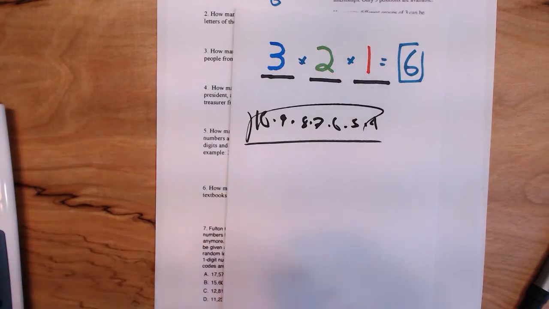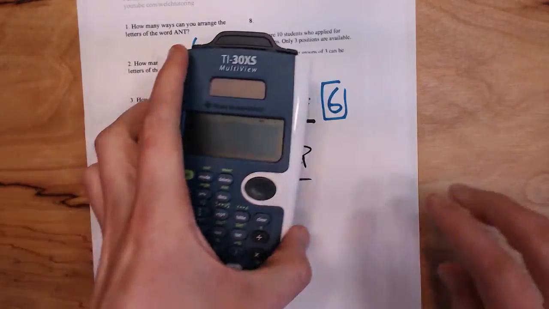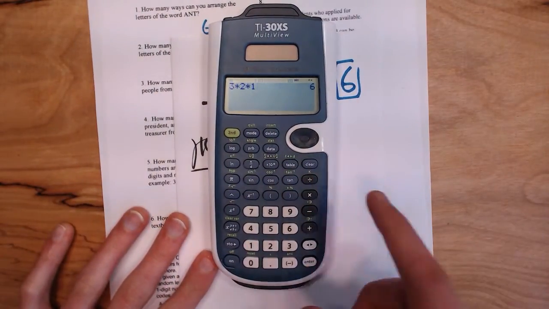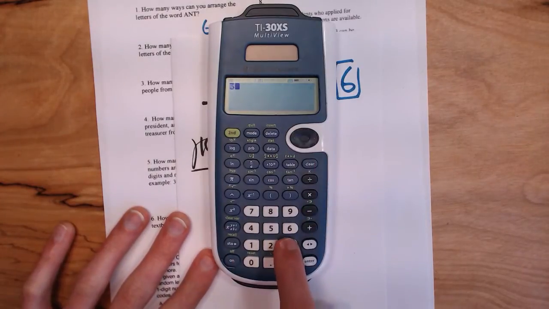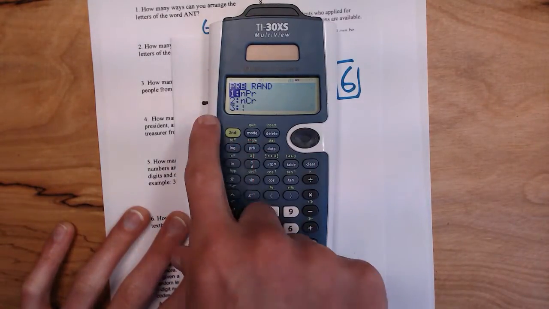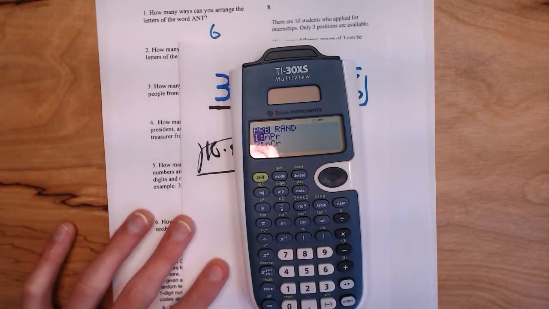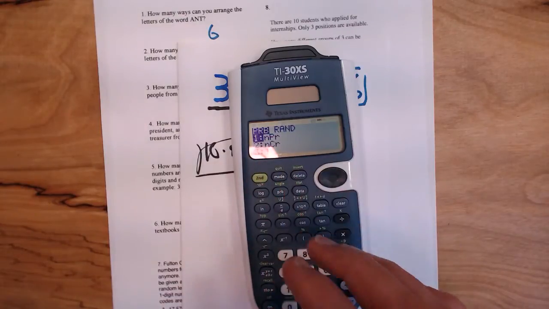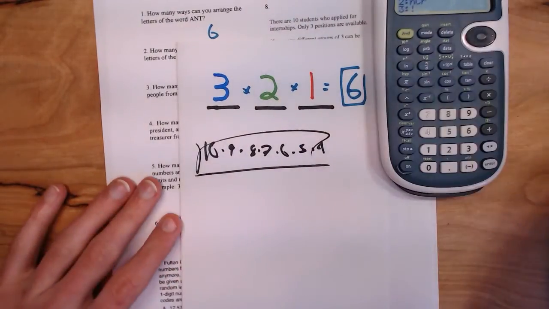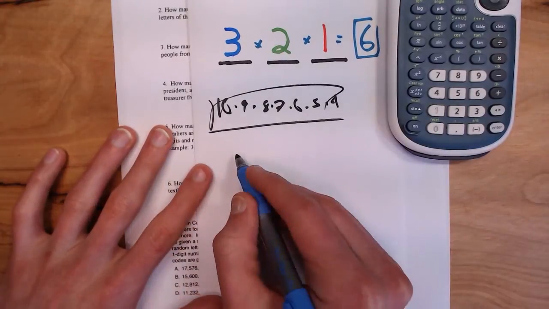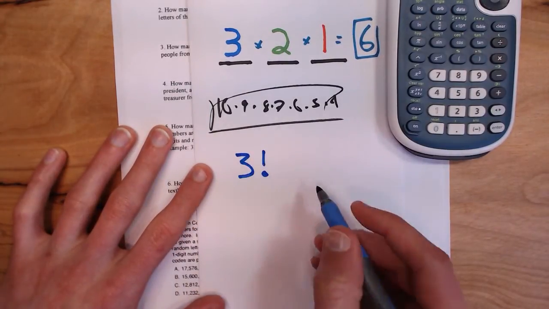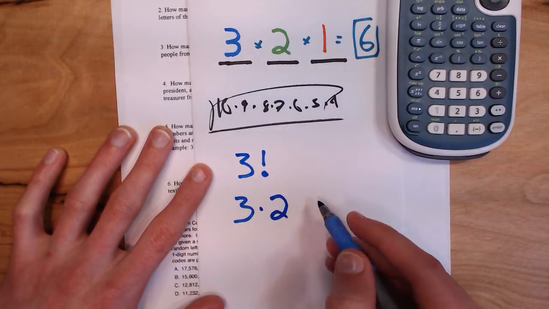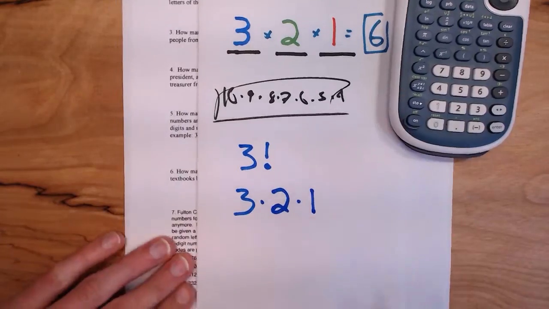So the shortcut here is that instead of typing 3 times 2 times 1 into the calculator, I can type 3, go to probability here, PRB, and see the exclamation point. An exclamation point in math means something totally different than what it means in English. In mathematics, the exclamation point means take whatever number we have in front of it, like the 3, and multiply it by a number 1 less than it, and then by a number 1 less than that, until we get all the way down to 1.